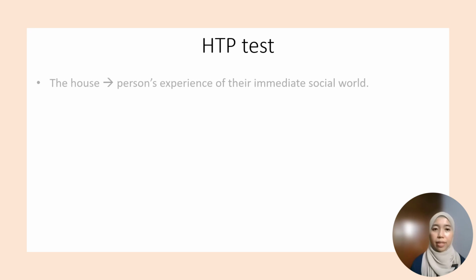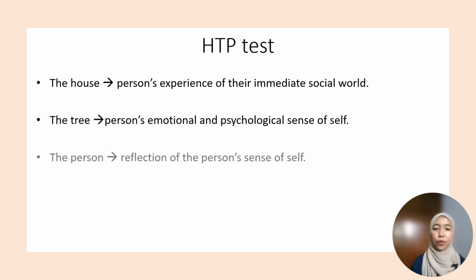So this HTP test consists of three parts where the client needs to draw the house, the tree, and also the person. The house reflects their immediate social world, the tree reflects the emotional and psychological part, and the person reflects the person's sense of self.